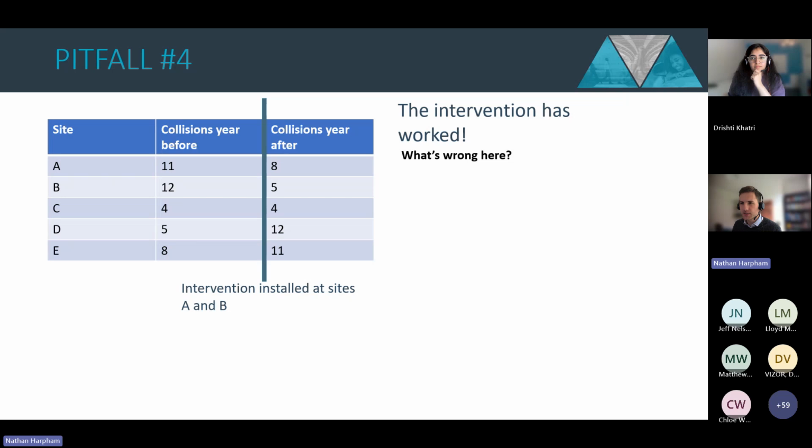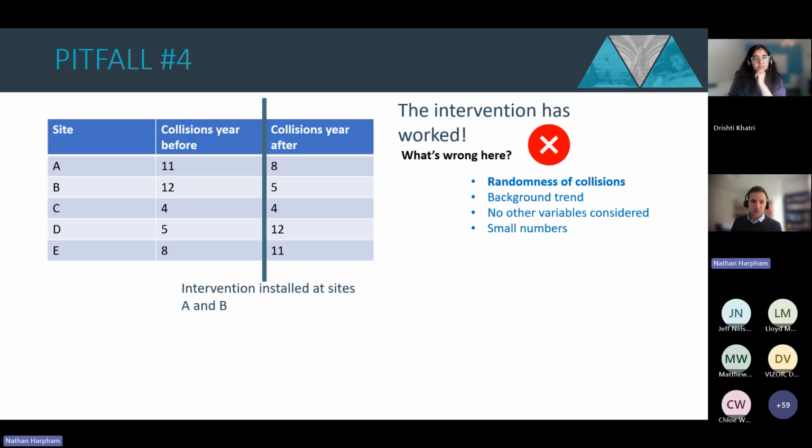I've kind of ignored sites C, D, and E in terms of what I've just said, and you'll notice actually that the collisions the year after, it's exactly the same pattern as the collisions the year before, but I just reversed it. So now E and D have 11 and 12 as opposed to A and B. Yeah, lots of you talking about random fluctuations and control groups and things like that. Good stuff.